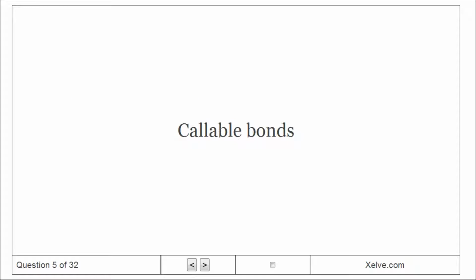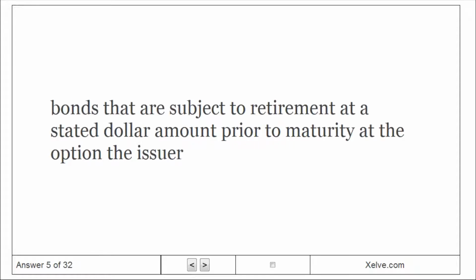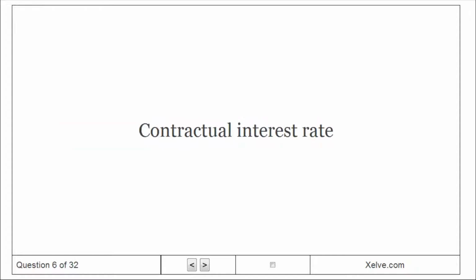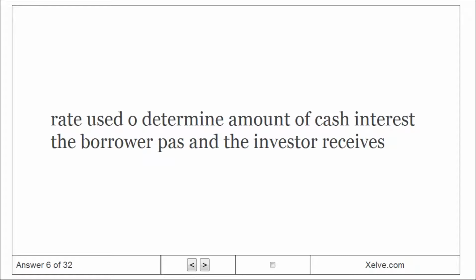Callable bonds. Bonds that are subject to retirement at a stated dollar amount prior to maturity at the option of the issuer. Contractual interest rate. Rate used to determine the amount of cash interest the borrower pays and the investor receives.